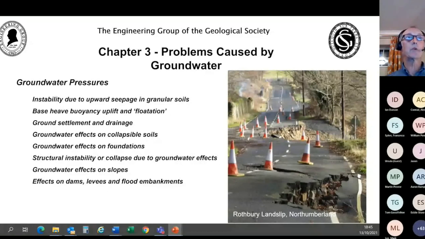Problems caused by groundwater pressures. Well, these problems are so numerous that it's not possible to list them all, but I've listed a few examples on the left here. And just to pick up one typical type of example, the photograph on the right shows us the Rothbury landslip in Northumberland a few years ago.